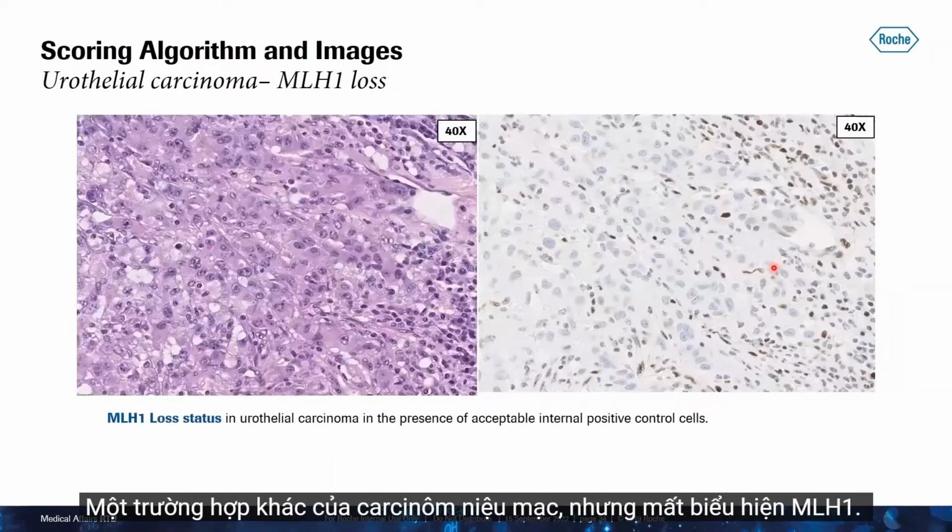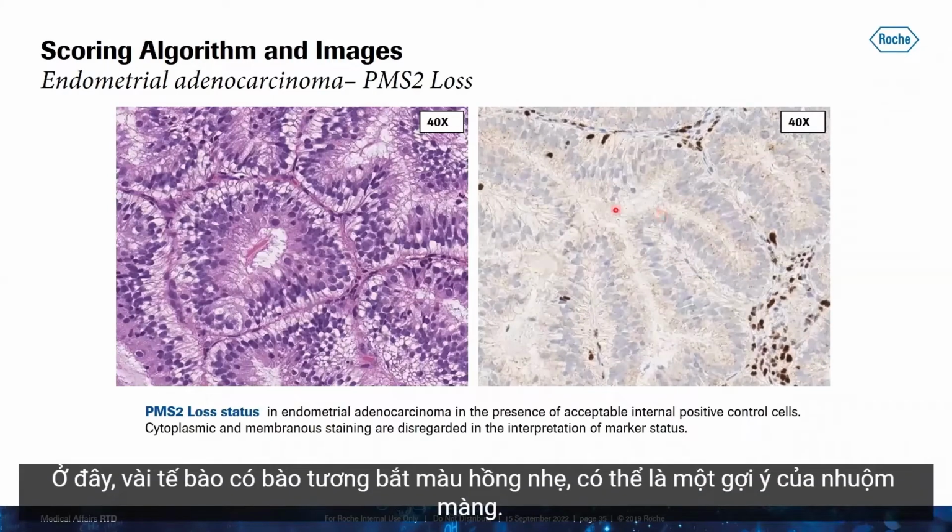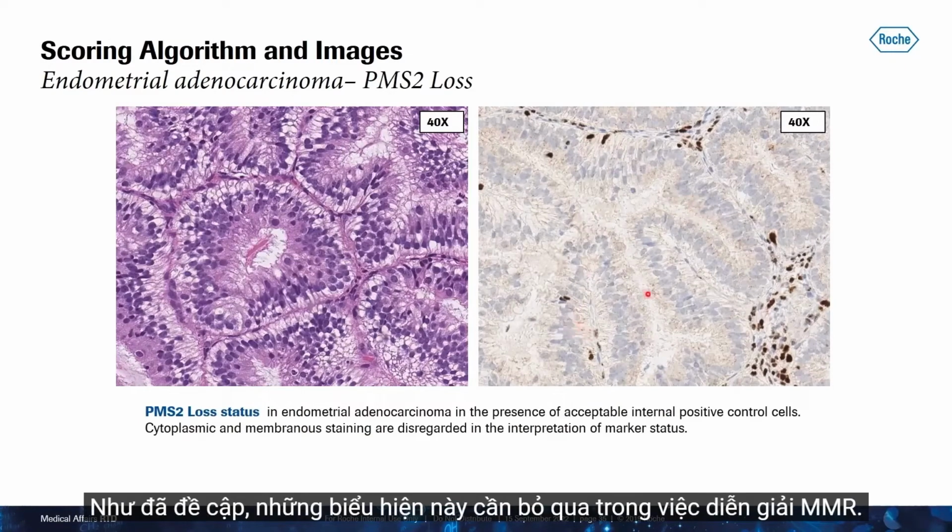Another case of urothelial carcinoma where MLH1 shows loss of protein expression. Endometrial adenocarcinoma showing loss of PMS2. Here there is some blushy, mild cytoplasmic staining and maybe a hint of membrane staining as well. As mentioned, these staining are disregarded in the interpretation of MMR.